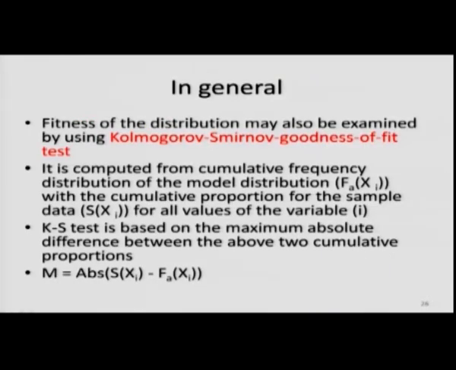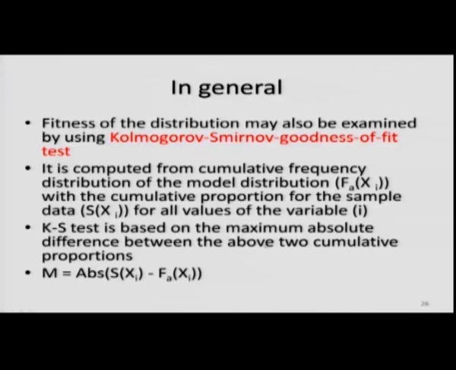In general, fitness of a distribution, normal distribution or any other distribution, may also be examined by using the Kolmogorov-Smirnov goodness of fit test. It is computed from the cumulative frequency distribution of the model and the cumulative proportion for the sample data. So, capital F is for the model, S for sample data or empirical data. For all values of x, you calculate capital F x and capital S x. Capital F x is the distribution function for the model, capital S x shows the cumulative frequency distribution of the data in a relative sense, means cumulative frequency divided by population size or sample size.